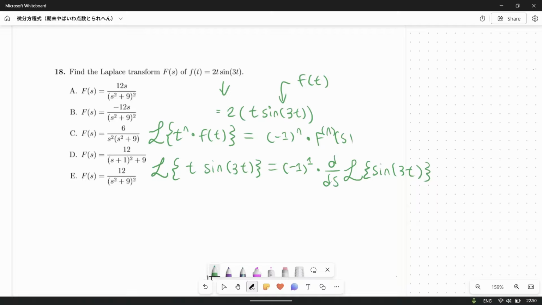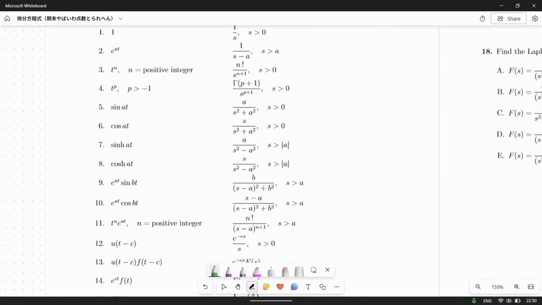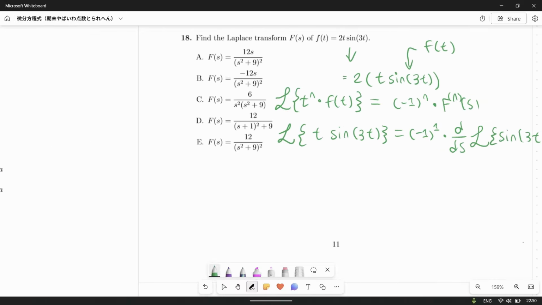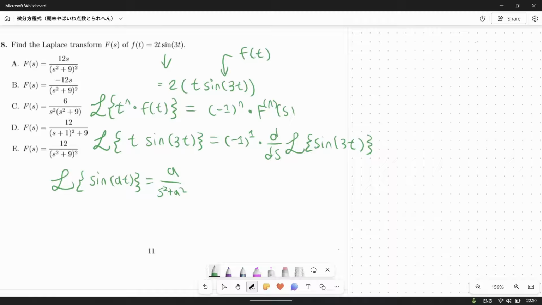Okay, cool. So now that we have that, going back to our Laplace table, now we can look at the scenario for just sine of at. So we know that the Laplace transform of sine of at is going to be equal to a over s squared plus a squared. So let me write that down here. We know that the Laplace transform of sine of at is equal to a over s squared plus a squared. So translating that to our case, the Laplace transform of sine of 3t is going to be equal to 3 over s squared plus 3 squared, which is 9.